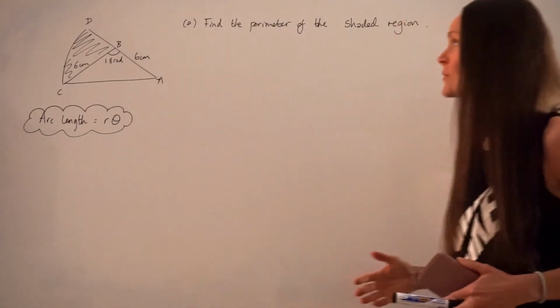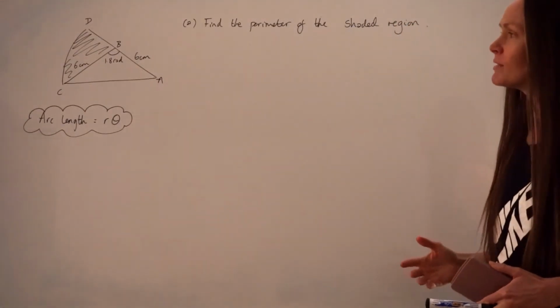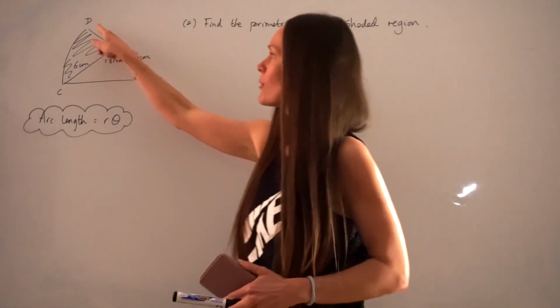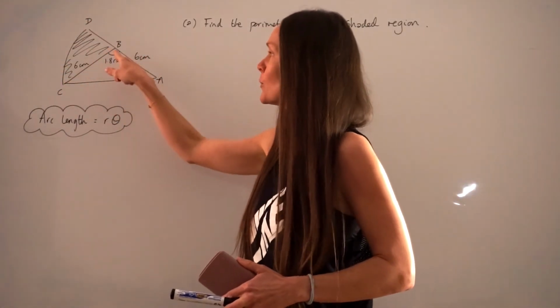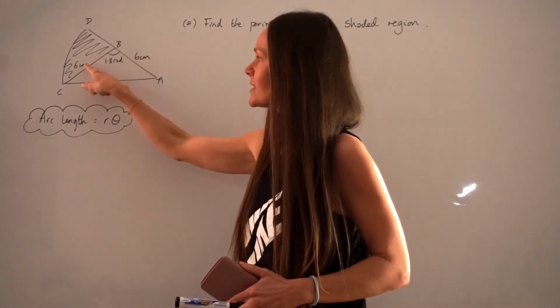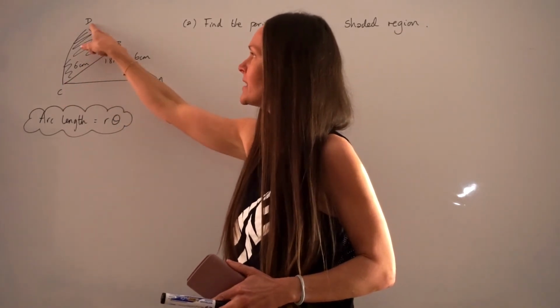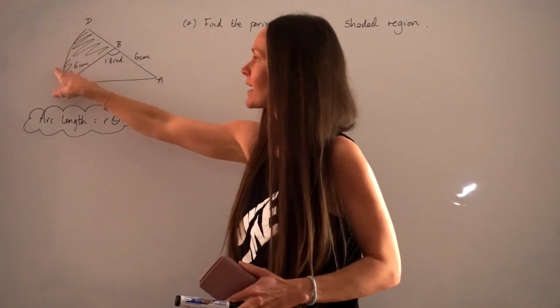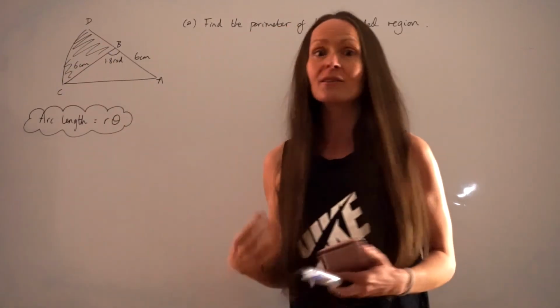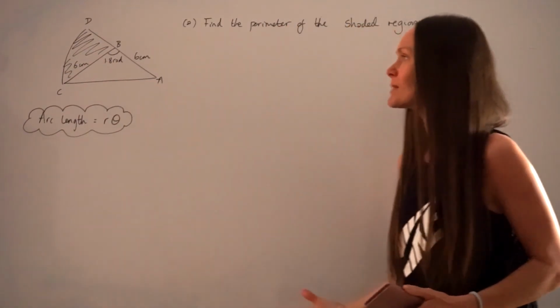So in part A, we have to find the perimeter of the shaded region. So we need to work out the perimeter of this region here. We've been given this length here, which is 6 centimeters, okay? So we need to work out the length of BD and also the arc length of this sector. Then we can add the 3 lengths together to work out the perimeter.